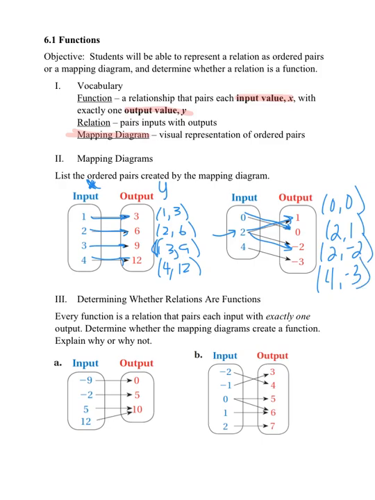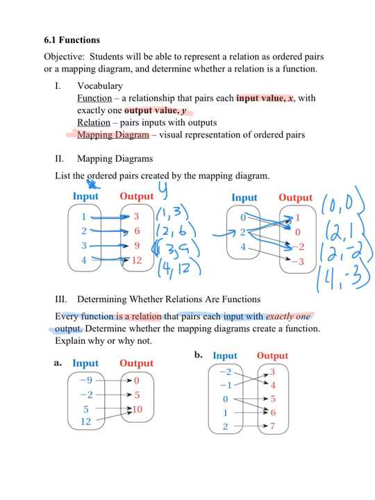So if you're looking at a mapping diagram and you're trying to determine whether this function is a relation or not, is this function a relation or is it not? Every function, here's where some vocabulary comes in. Every function is a relation. So that's a key piece. It is that relation that pairs each input with exactly one output. So your input can only be paired with one output, and that is it.